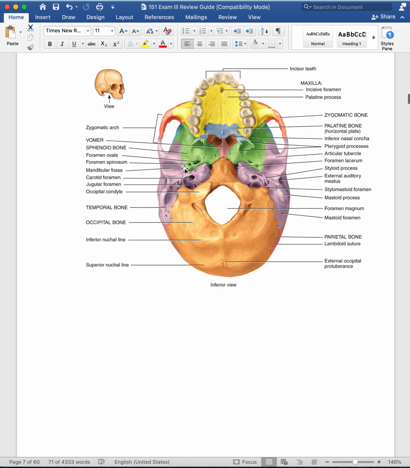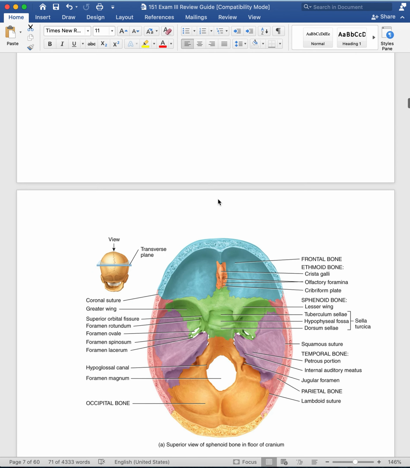This is another point of view. This is an inferior view. So now we're looking upward. We're going to be looking up through that foramen magnum. This is going to allow us to see the palatine bone, which previously we weren't able to see. This is the hard palate. Behind that, we're going to have the soft palate. And then, of course, this is going to be part of the maxilla. So this part of the very front of your mouth is going to be part of the upper jaw, or the maxilla.